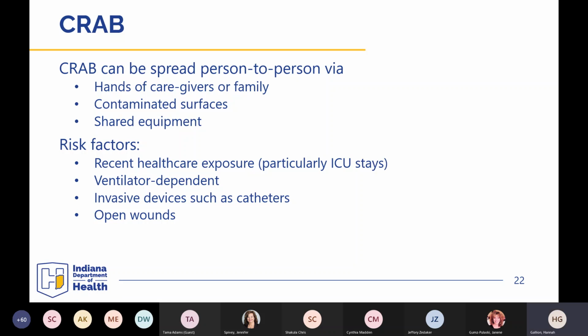CRAB is often spread person to person through the hands of healthcare personnel or family members, contaminated surfaces, and shared equipment. It can persist in the environment for prolonged periods, which enables transmission through contact with contaminated surfaces. Patients at risk for CRAB include those that have had recent healthcare exposures, those on ventilators, those with invasive devices, and wound care patients.